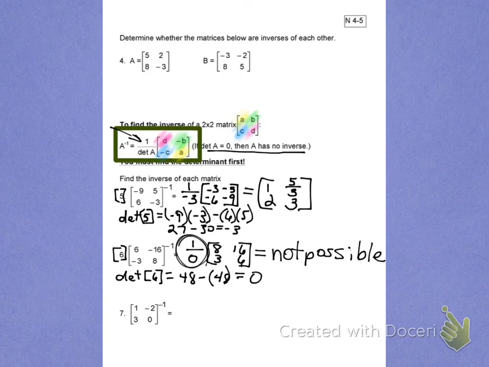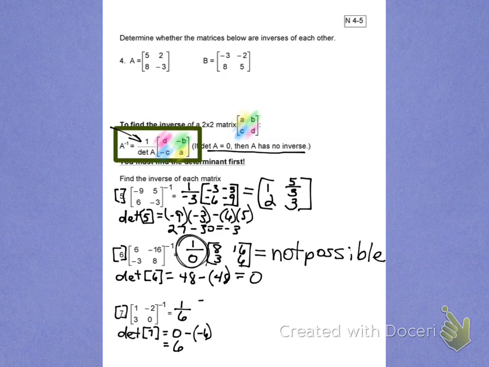Now let's look at number 7. Again, we have to find the determinant first, so we're going to call that matrix 7. The determinant of matrix 7 will be 1 times 0, or 0, minus 3 times negative 2, which is negative 6, and that's positive 6. A piece of that can be 0, but the overall value is still 6. So 1 over determinant is 1/6.